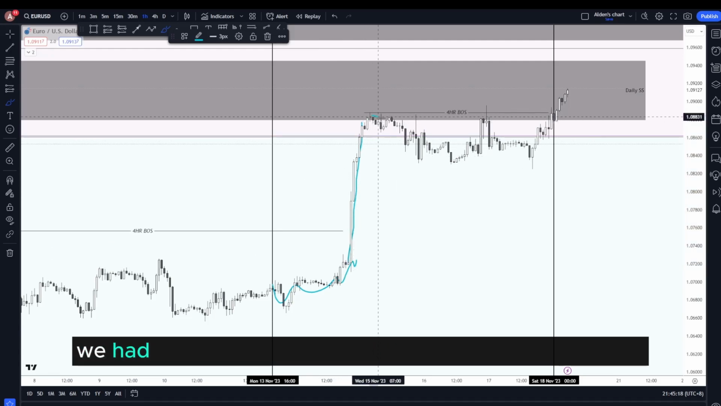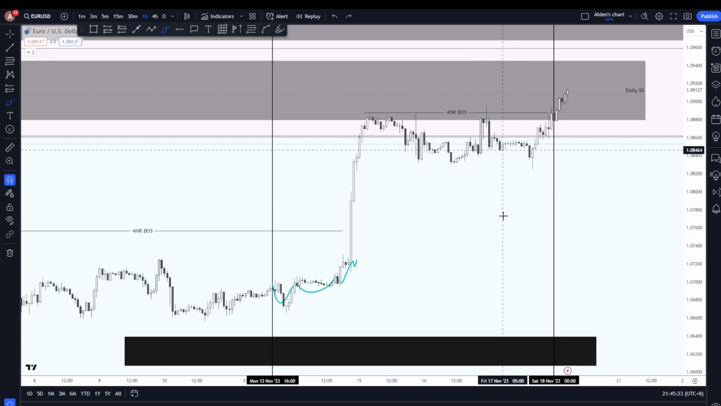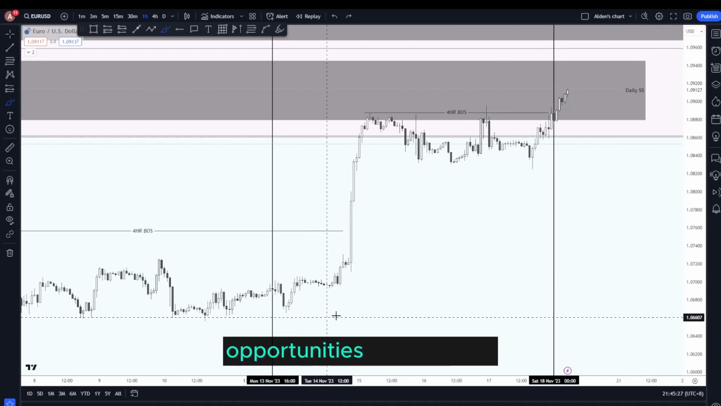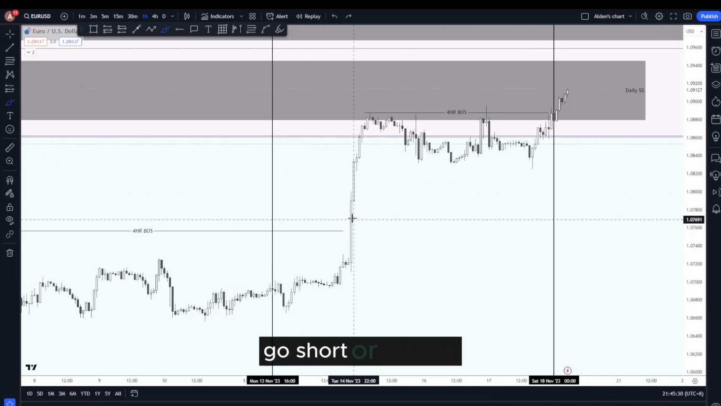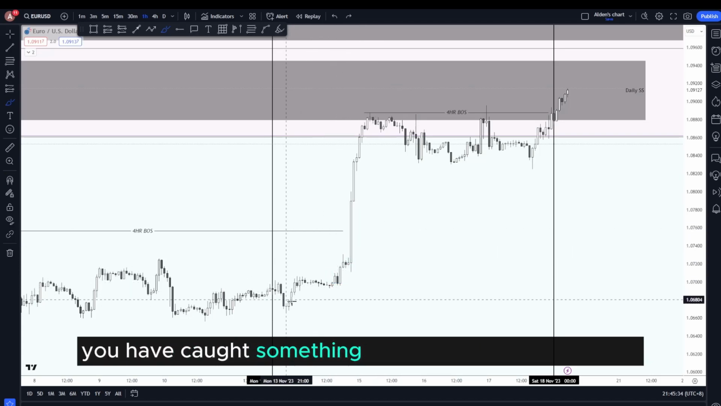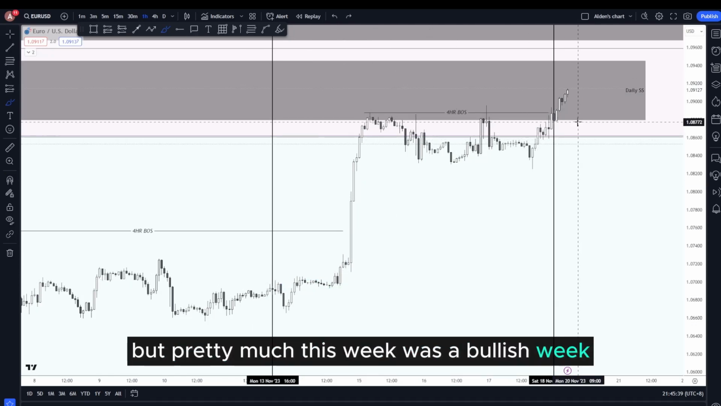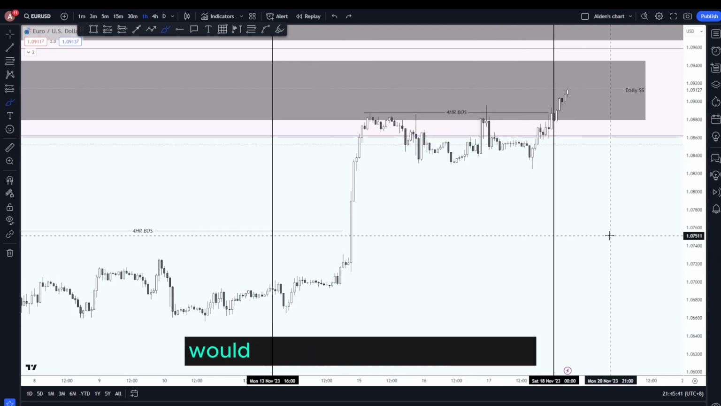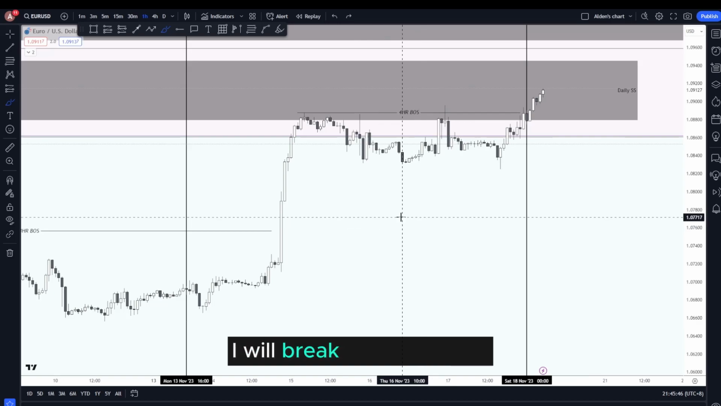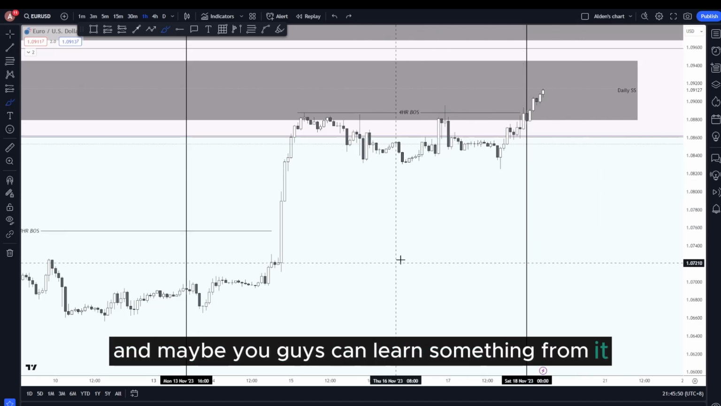Then after that we had just this huge ranging movement right here, right? So you can see that there weren't really many opportunities to go short or go long, unless maybe in this area you have caught something, or maybe somewhere here also. But pretty much this week was a bullish week. Shorts, I would say, would have been below probability. So by the way, I'll break down some of the trades that I've taken this week, and maybe you guys can learn something from it.